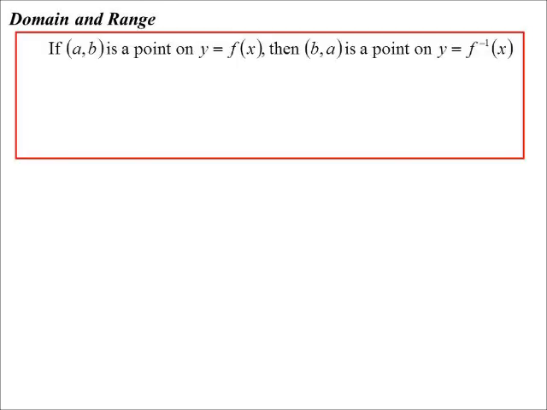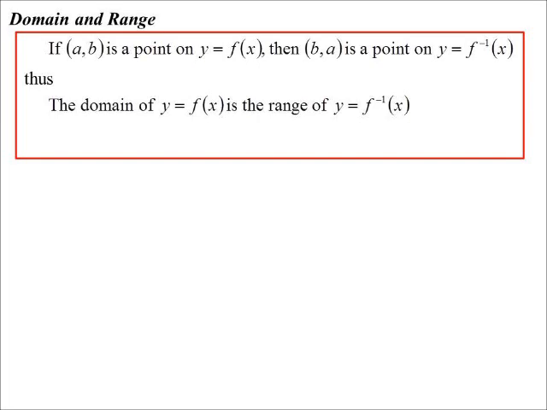Okay, domain and range. Because all that's happening is that the x and the y's are swapping, then if (a, b) is a point on the original function, then (b, a) should be a point on the inverse function. The x and the y's have swapped around. The domain of the original function would become the range of the inverse function. And the range of the original function becomes the domain of the inverse function. As I say, everything just swaps over.